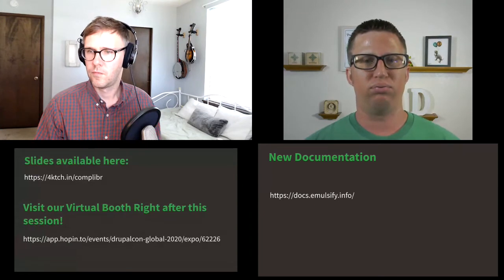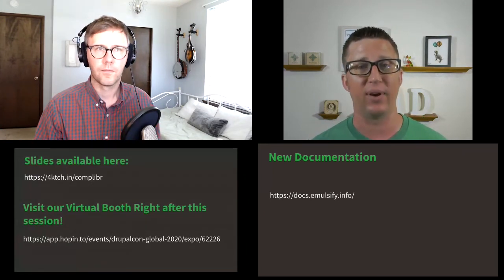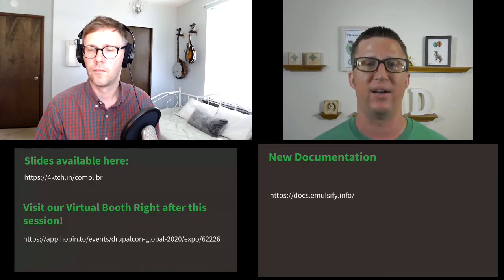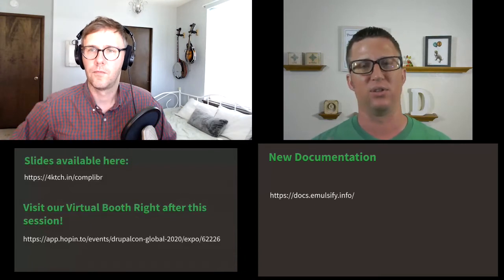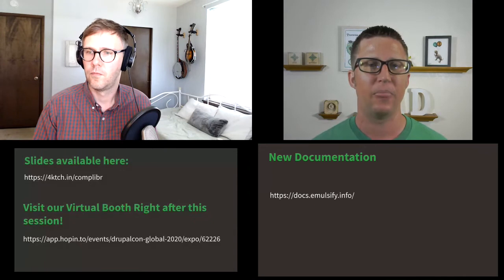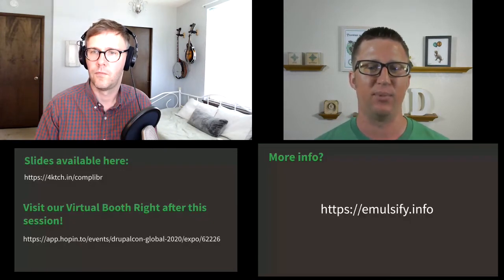Here's the docs page. So it includes the installation and upgrade instructions from the old version of Emulsify. It also includes walkthroughs on how to set up both your component libraries, your style guide, and how to use them together in a design system. And if you need more information, check out emulsify.info.